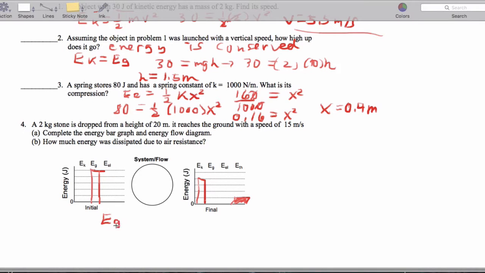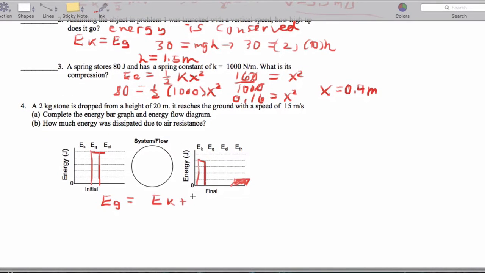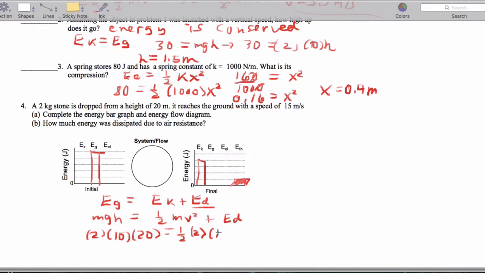So let's set up our bar graph equation. That's going to be Eg equals Ek plus E dissipated. And this is actually what we want to solve for. So we have mgh equals 1/2 mv squared plus this dissipated energy that we're solving for. So that'll be 2 times 10 times 20 equals 1/2 times 2 times 15 squared plus E dissipated. And so I'm going to end up getting 400 joules equals 15 squared. I believe that's 225.